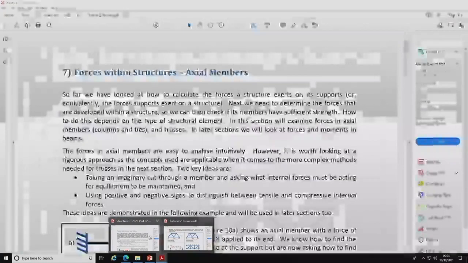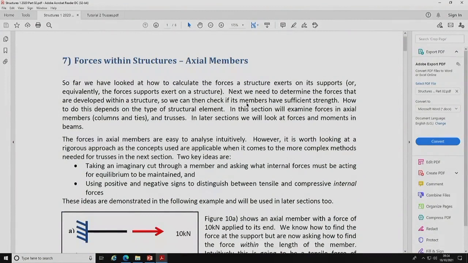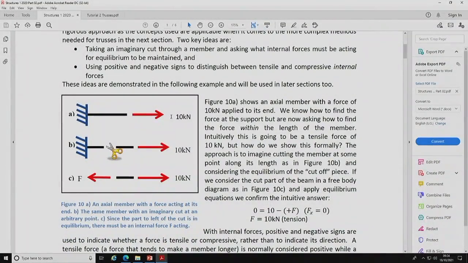Next, I'm going to quickly go through the lecture notes that are uploaded in Blackboard, and I'll go through what is in there, and then I'll look at one or two problems. So this one has got, we are talking about axial members. Now, imagine you have got a bar like this, and you are pulling it with a force in this direction. The question is, how much of that force is inside the member? If you put that load on one end, how much is the force inside? So how do we find it?